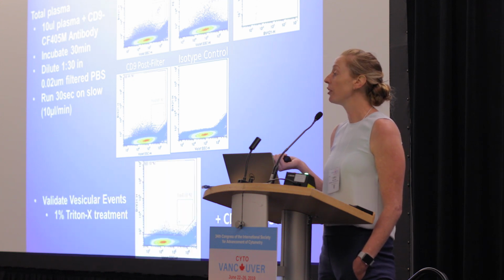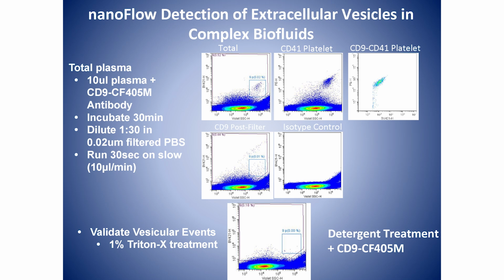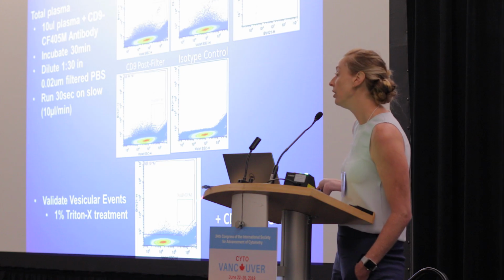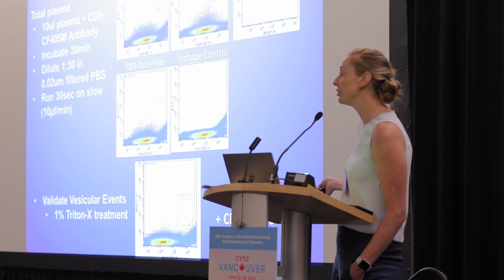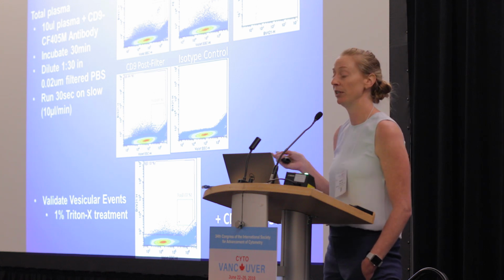Now, just to go even further with validating these extracellular vesicle events, we then just did a detergent treatment. So this is a standard way of saying whether or not something is an extracellular vesicle, is that it should be detergent sensitive. So if we add Triton to these, we lose our populations. And that's exactly what you see here. So this population that was there is no longer there, or fairly significantly reduced, once we add the detergent treatment.